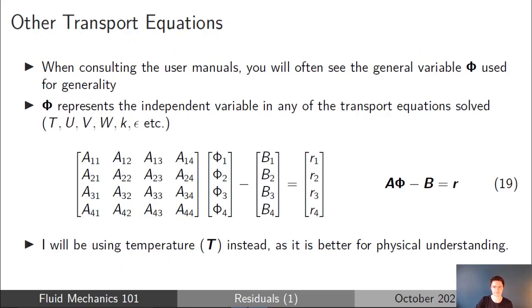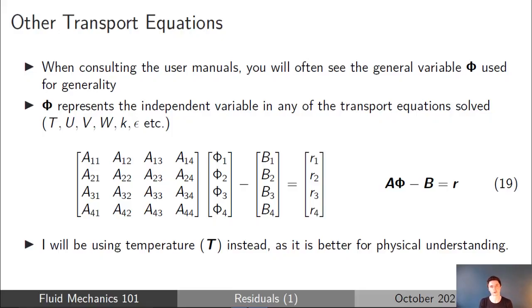Now, because there are a number of different equations being solved, and this will vary depending on what type of simulation you're doing, the majority of CFD manuals often like to group all of this information and knowledge together and just use a general flow variable phi for generality. And it's expected that you, the reader, will understand that phi could represent temperature, velocity, enthalpy, turbulent kinetic energy, or whatever equation you're solving for. And so the general equation is often written A phi minus B is equal to R.